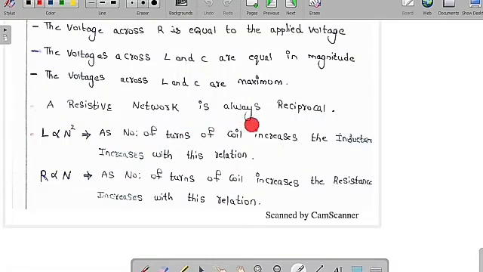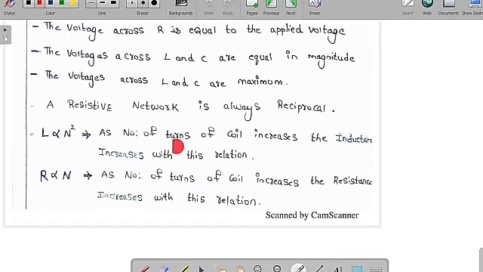A resistive network is always reciprocal. See, reciprocal means the ratio of the excitation to the response always remains constant, even if you interchange the response and the excitation. That is the meaning of reciprocal. So if you take a linear network, a resistive network, the resistor is nothing but a linear and bilateral element. So everything is satisfied. Therefore, we can say the reciprocal property is satisfied for a purely resistive network.